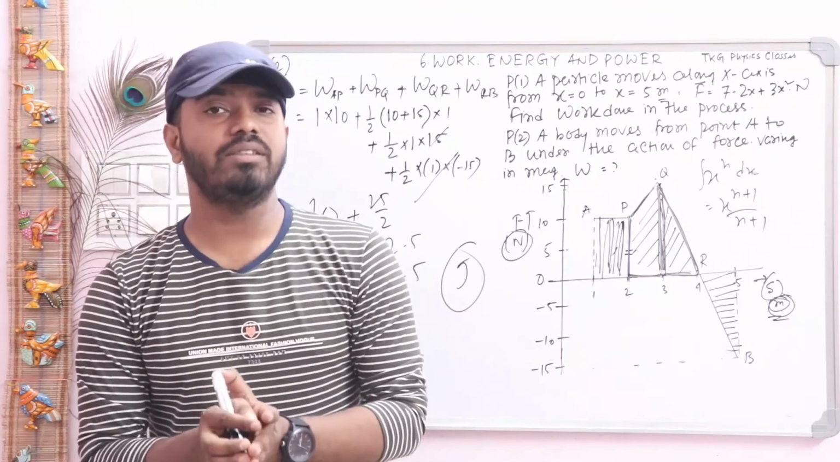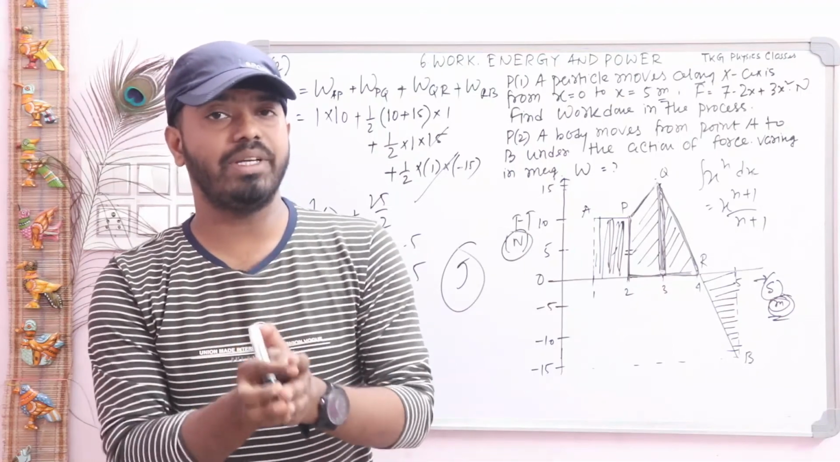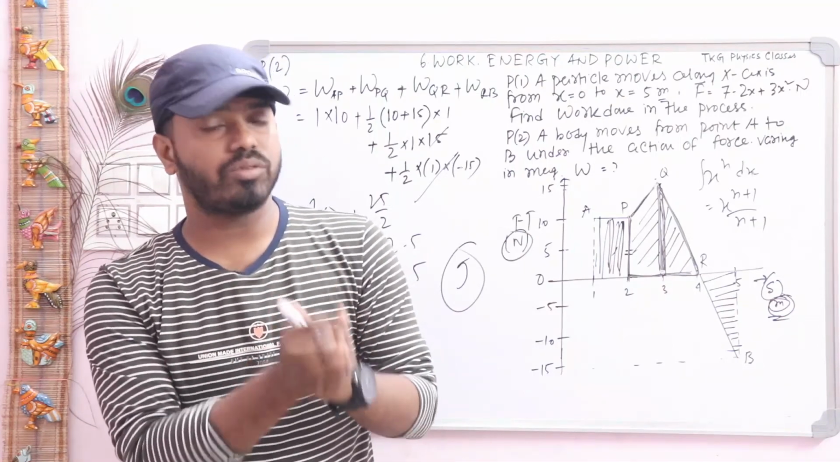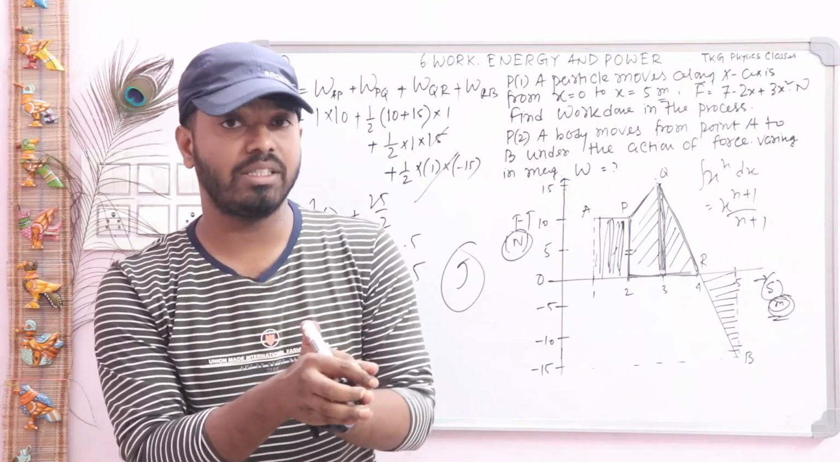So this is all about the intro class related to the work, energy, power chapter. Here we covered work done, its details, unit, dimension, types of work. Then we solved how to find work done when a constant or variable force is acting, and we solved some basic numericals.